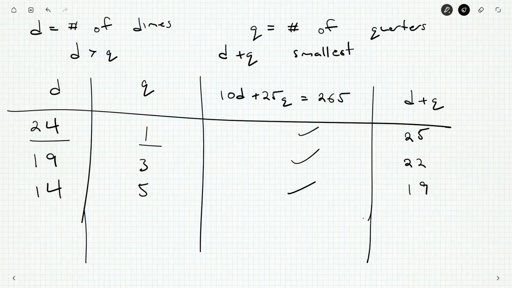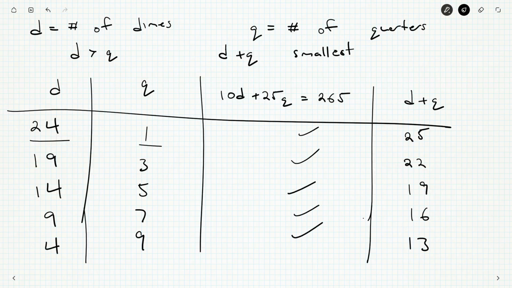We can drop 5 more dimes to 9 and gain 2 more quarters, so that's 16, and you can keep going, but do be careful, because the next time you drop your dimes, you'll go down to 4, and your quarters will go up to 9. Now, this still does work. This is 40 plus 9 times 25, and it is 265.